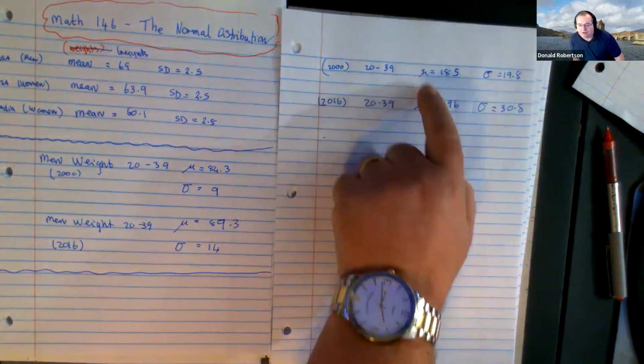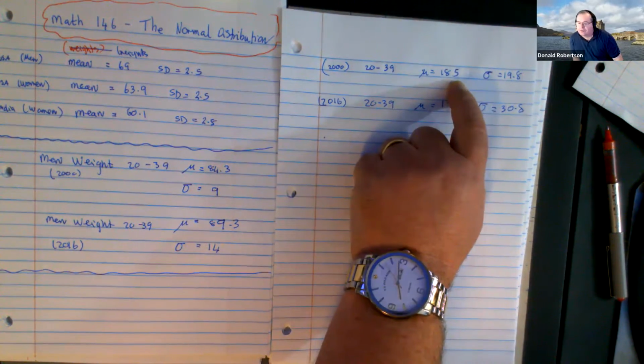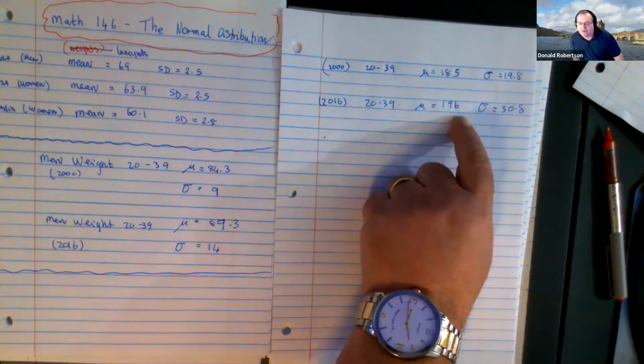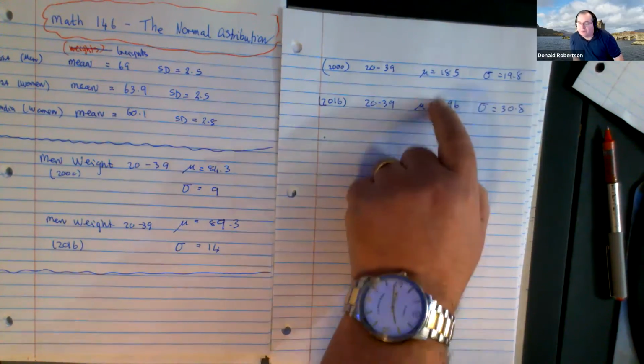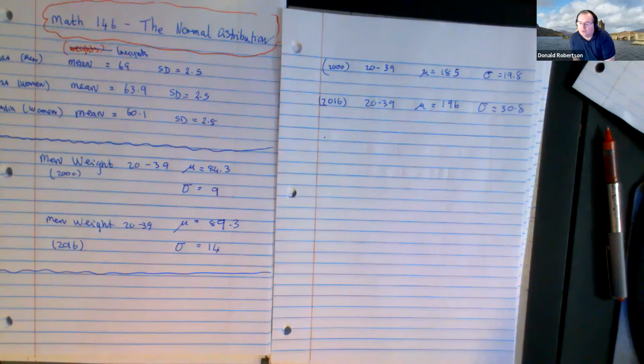Now, if you look at this, couldn't we find things like what percentage of Americans are over 200 pounds? Or what percentage of Americans are under 150 pounds? And couldn't we do it for each of these groups? And because the means and the standard deviations are different, wouldn't there be an awful lot more? There'd be a lot of differences between those two, right?